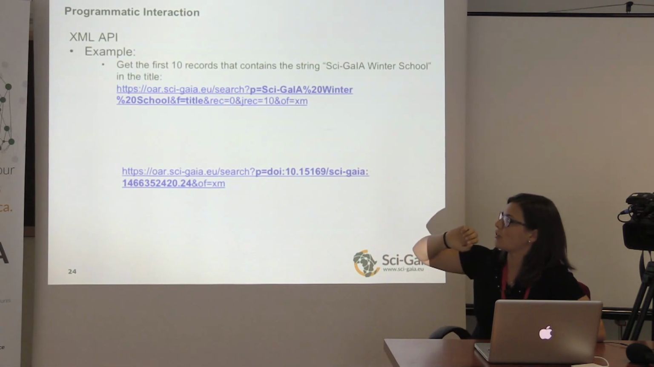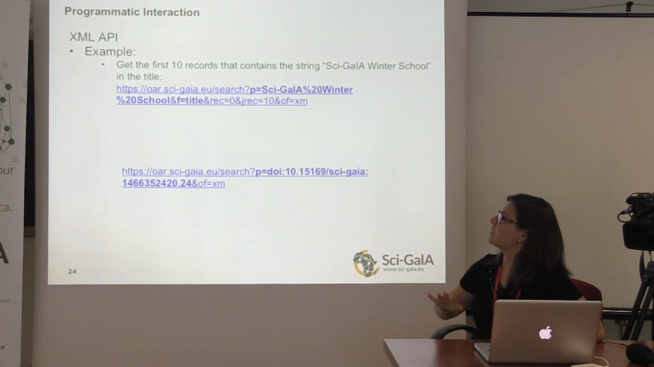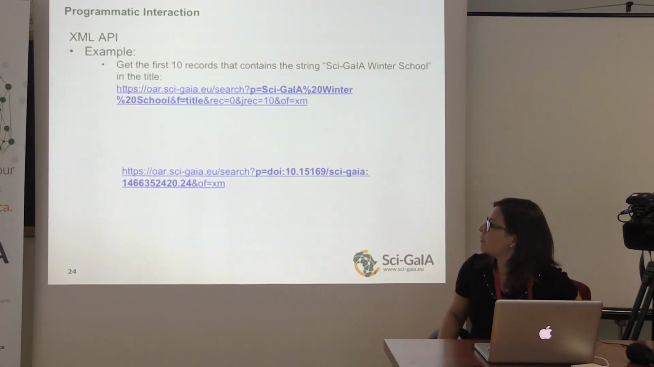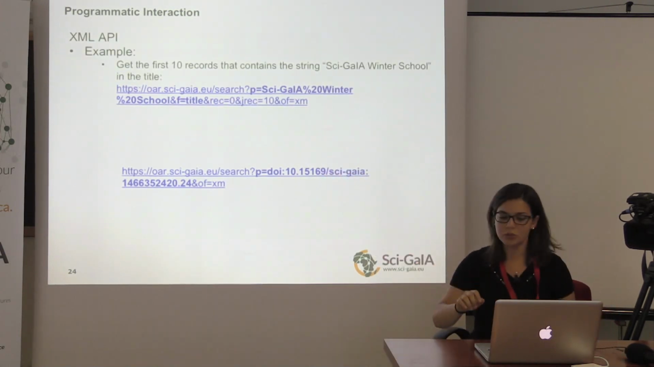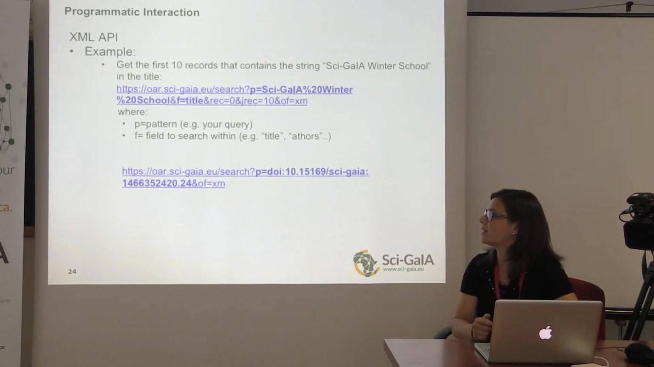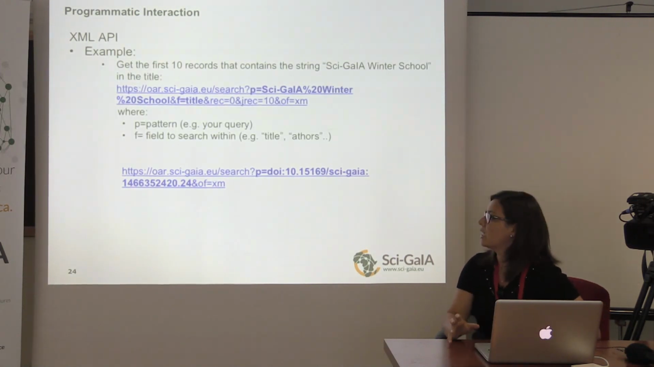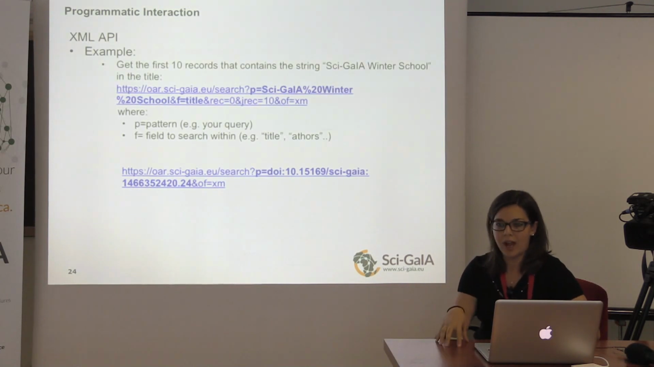Another example of a query is get the first record that contains the string Sci-GaIA Winter School in the title. To do this, we have to use the first request, where you have to use two params. The P param is the pattern, the query that you want to do, the string that you want to search. You must use F, that stands for field to search within, and you specify using this param where you are searching the string.